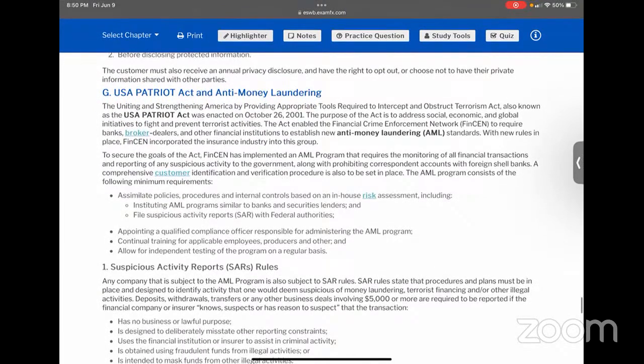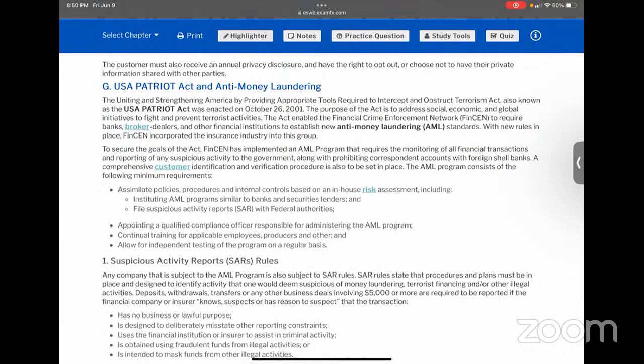And you've got the USA Patriot Act and anti-money laundering. The Uniting and Strengthening America by Providing Appropriate Tools Required to Intercept and Obstruct Terrorism Act, also known as the USA Patriot Act, was enacted on October 26, 2001. The purpose of the act is to address social, economic, and global initiatives to fight and prevent terrorist activities. The act enabled the Financial Crimes Enforcement Network, FinCEN, to require banks, broker-dealers, and other financial institutions to establish new anti-money laundering standards. With new rules in place, FinCEN incorporated the insurance industry into this group.